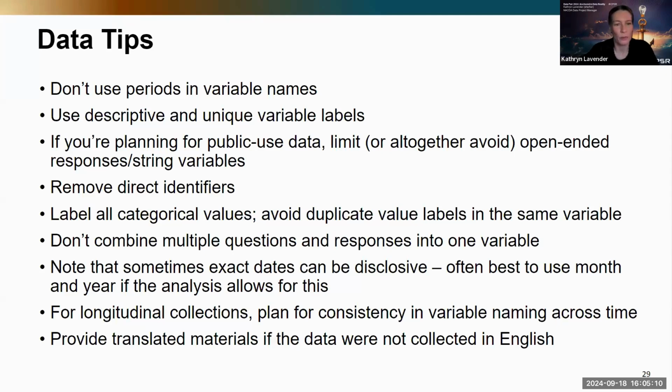But yeah, remove direct identifiers, that's name and address, phone number, things like that. Label categorical values, avoid duplicate value labels. There's more here, but it just doesn't all fit in the slide. And I don't know, timing wise, if it makes sense for me to read through all of it, but essentially, just think about how someone else is going to be looking at the data.